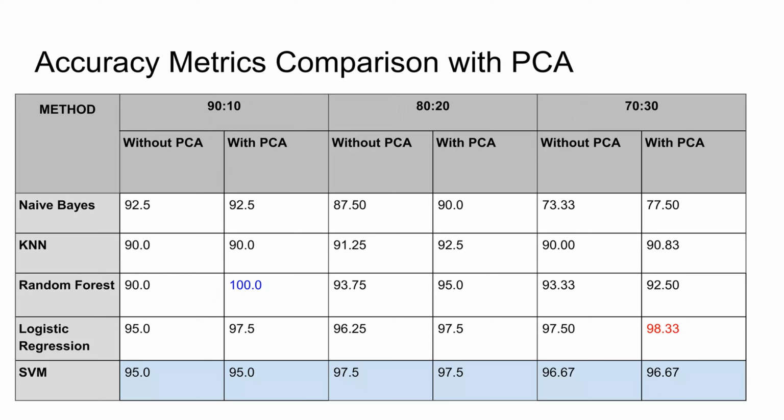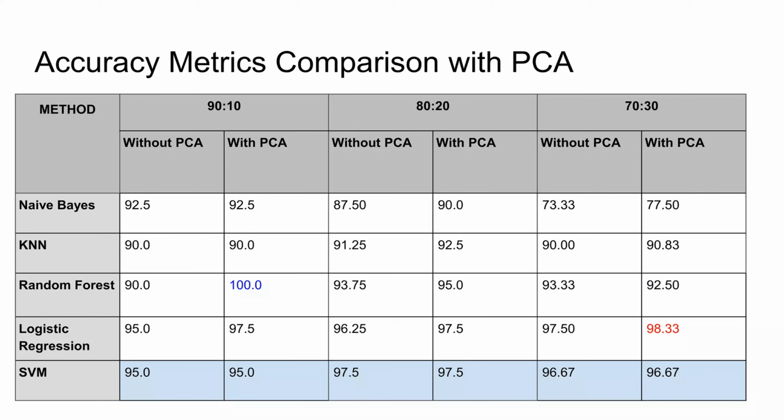The data provided shows the accuracy metrics for different classification algorithms with and without principal component analysis, PCA, across various training test splits. This comparison helps evaluate how PCA affects the performance of each algorithm. Analysis. Naive Bayes. Performance trend: the accuracy remains unchanged at 92.5% with PCA for the 90:10 split.